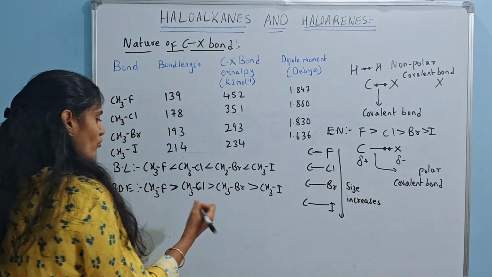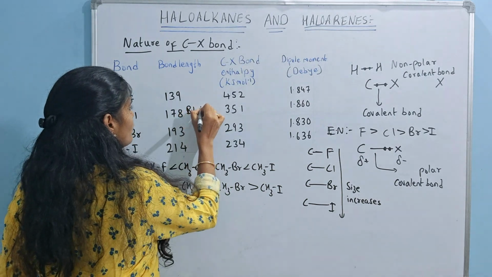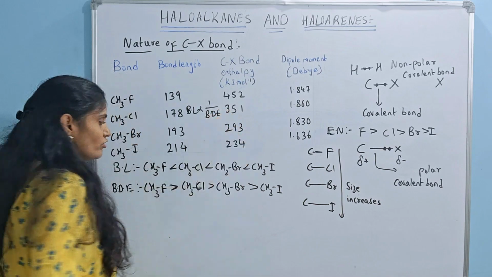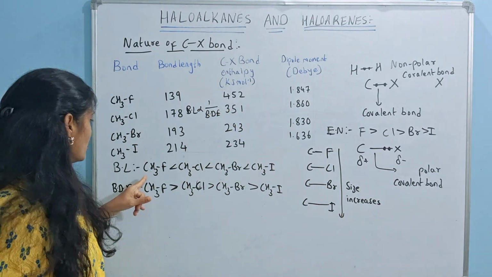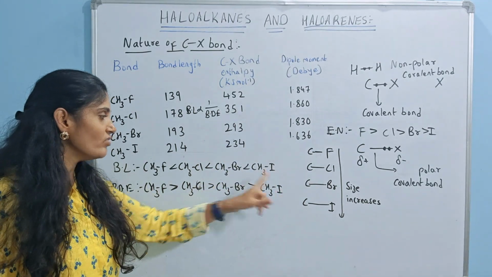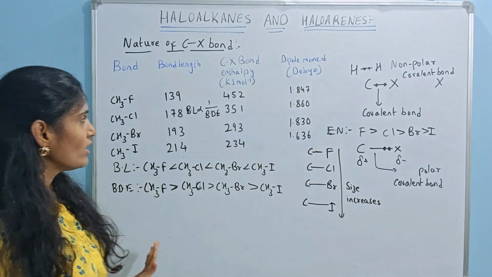So what can I say from here? I can say bond length is inversely proportional to bond dissociation enthalpy. If you see from the carbon fluorine bond to the carbon iodine bond, the bond length is increasing, but the bond dissociation energy is decreasing. So these two quantities are clear for you.